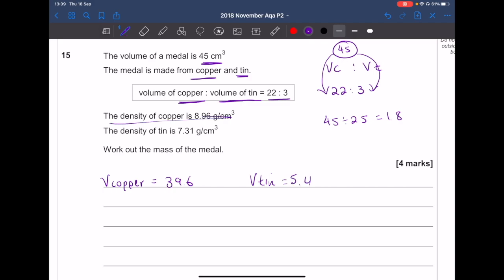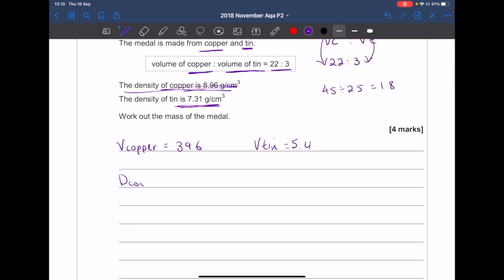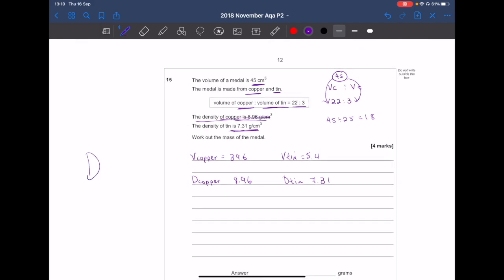Next line, the density of the copper is that. The density of the tin is this. So density of copper is 8.96. The density of the tin is 7.31. And the way I remember it, I just remember the American DMV in order to figure out what.